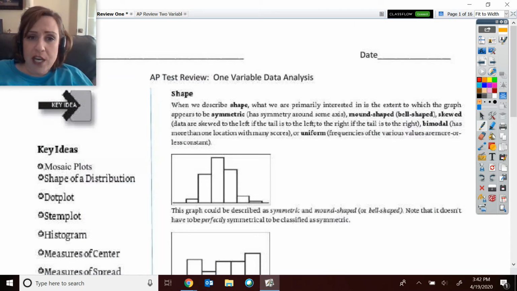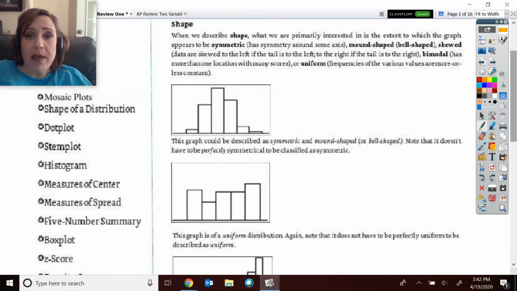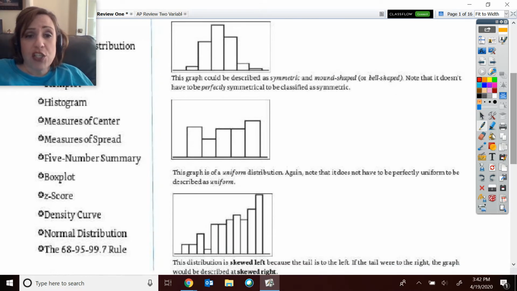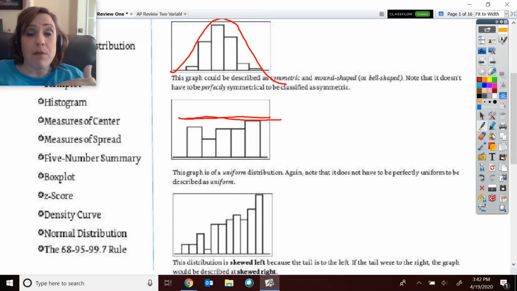First of all, we know that we want to address the shape, and it could be symmetric, mound shaped, unimodal, you could say that kind of thing, or skewed. It could also be uniform. Here's one that is sort of uniform because it is almost straight across the middle, as opposed to unimodal, one mode. You can also have bimodal.